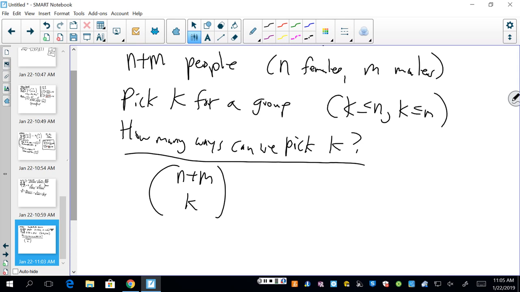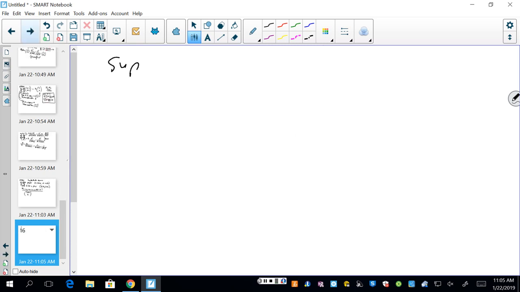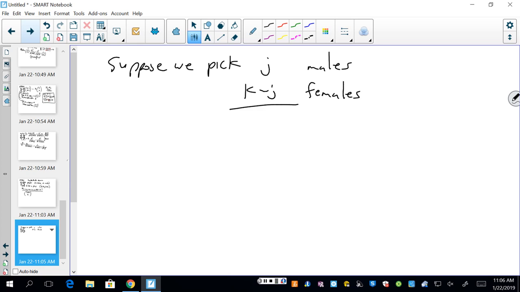What happens if we keep track of the number of females and number of males that we pick? Let's take a special case. Suppose we pick J females. That's how I expressed it here, so I'm going to keep it the same in my notes so I don't get things backwards. We get J males. How many females have to be in the set? K minus J, right? So K altogether.